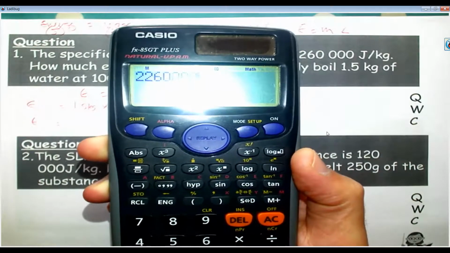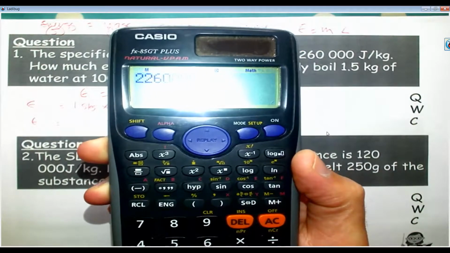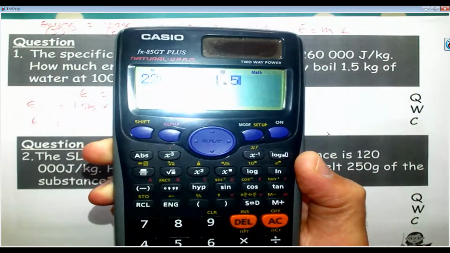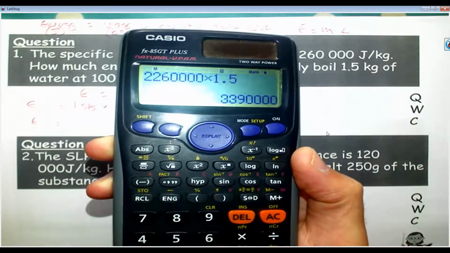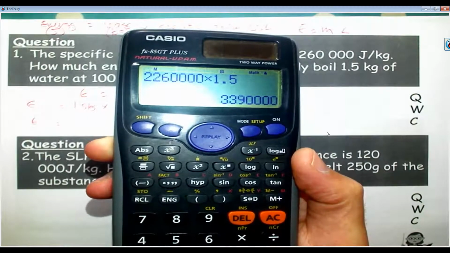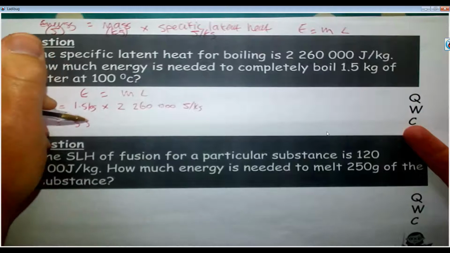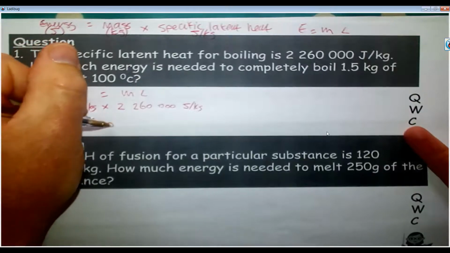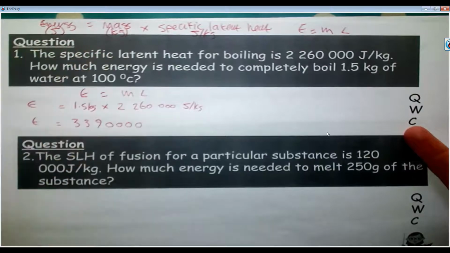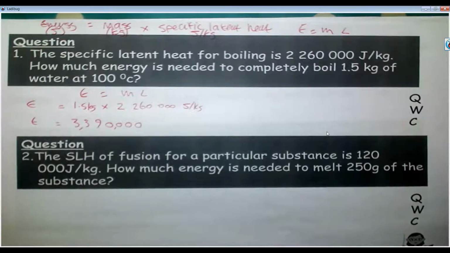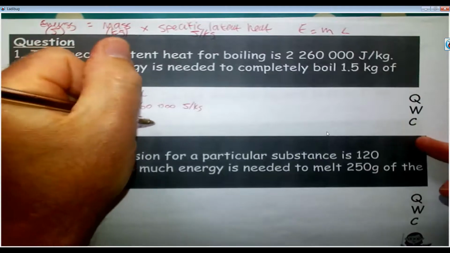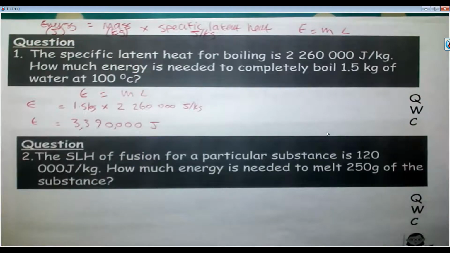2,260,000 multiplied by 1.5 equals 3,390,000 joules. Wow, that's a lot of energy to boil 1.5 kilos of water or get it to 100 degrees C. So that's our first example.